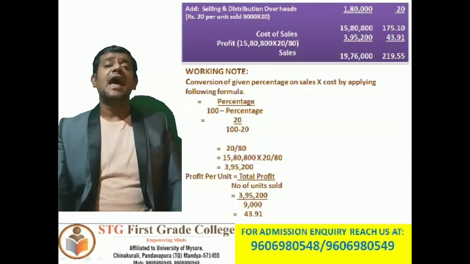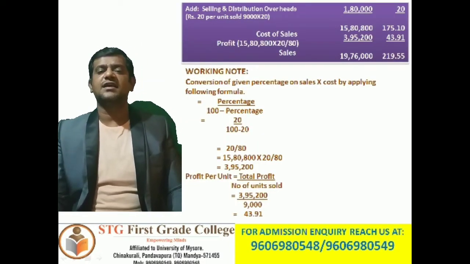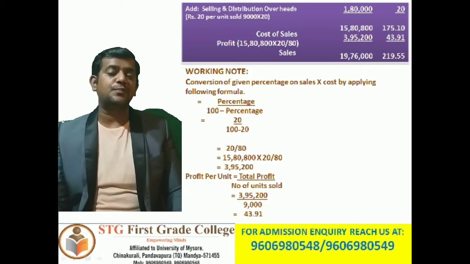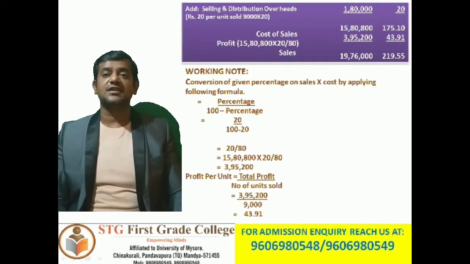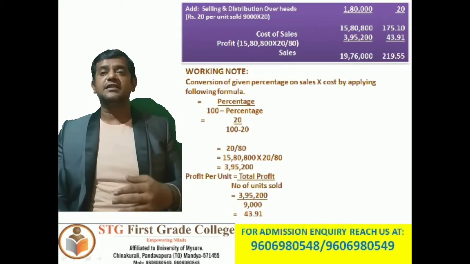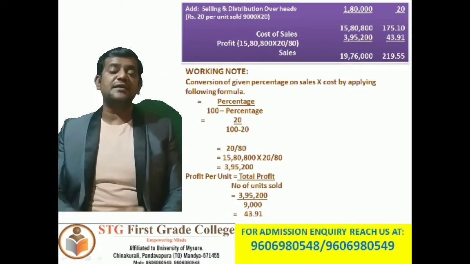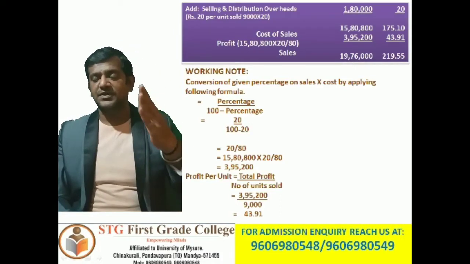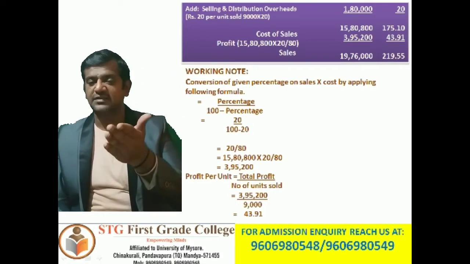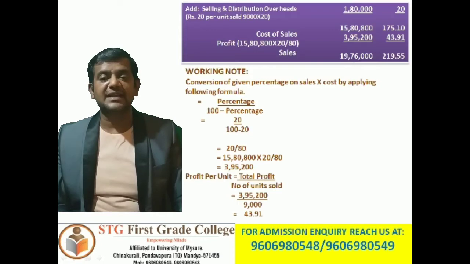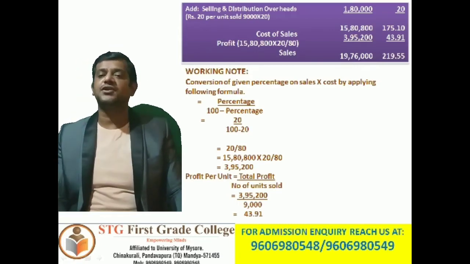Next, add selling and distribution overheads, which he has given clearly as 20 rupees per unit sold. We have identified the sales, given in the problem as 9,000 units sold during the year, correct? So per unit 20 rupees: 20 into 9,000 comes to 1,80,000. 1,80,000 divided by 10,000, we get 20.